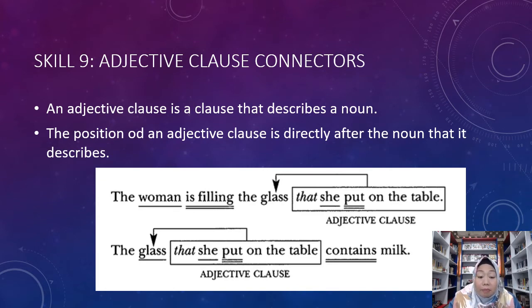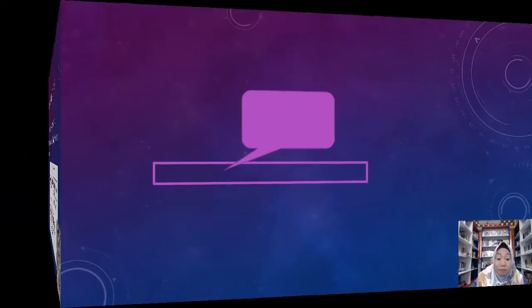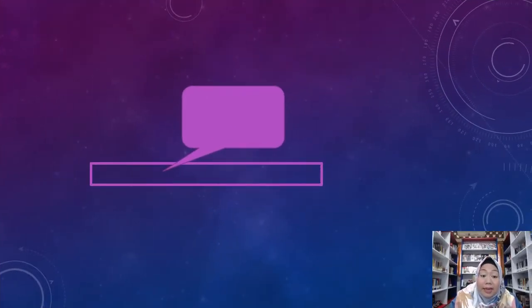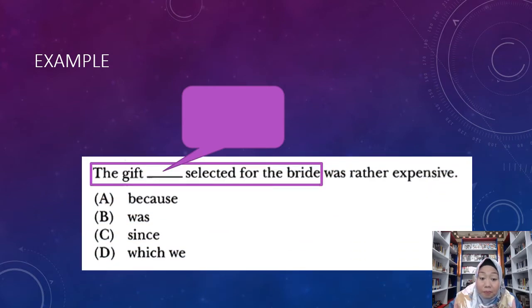Again, the second example is: the glass that she put on the table contains milk. Because the clause modifies or describes the glass, when the glass is the subject, the clause also moves to the front of the sentence, after the word glass. The glass that she put on the table contains milk. That is skill number 9.